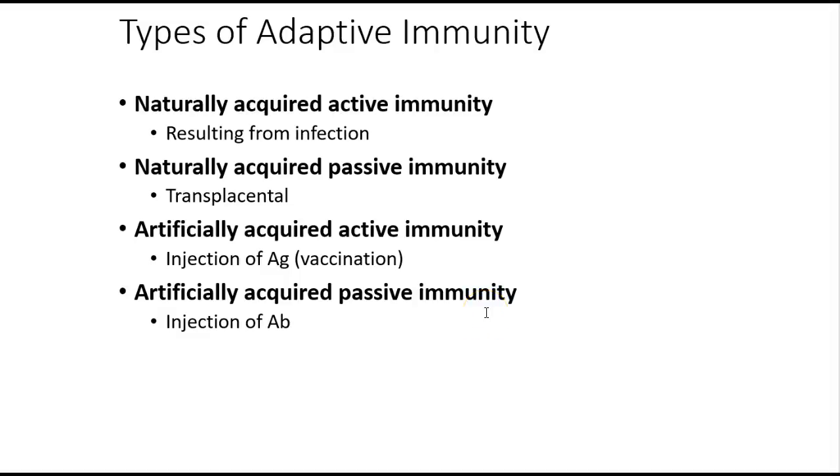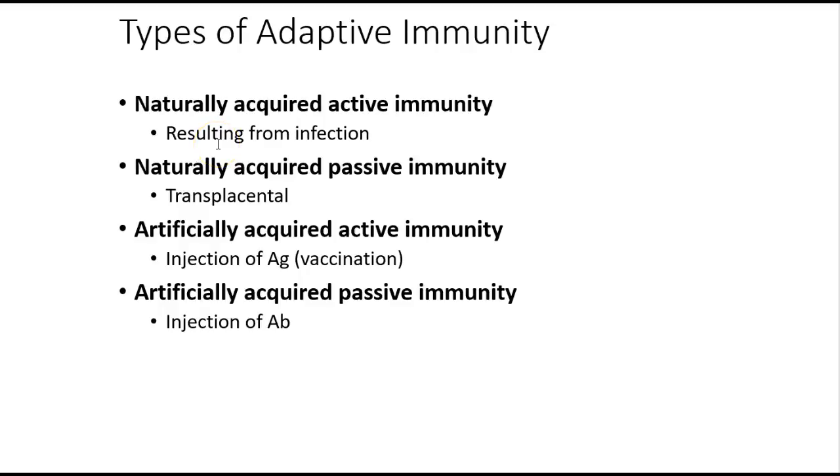So let's talk about the different types of immunity that you can have. So there's naturally acquired and artificially acquired. Artificially is going to come from an injection, usually something outside the body that we force you to have, and naturally is going to be something that you pick up through your body and sort of use. So the naturally acquired active immune system, that's going to result from your immune system itself.